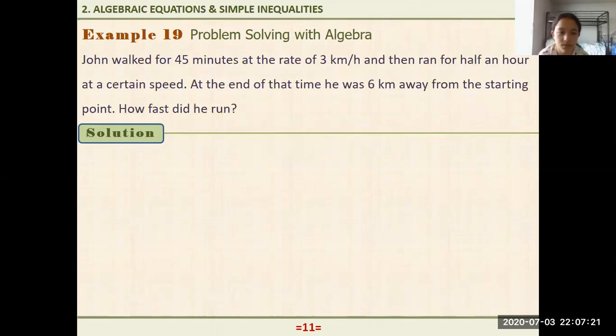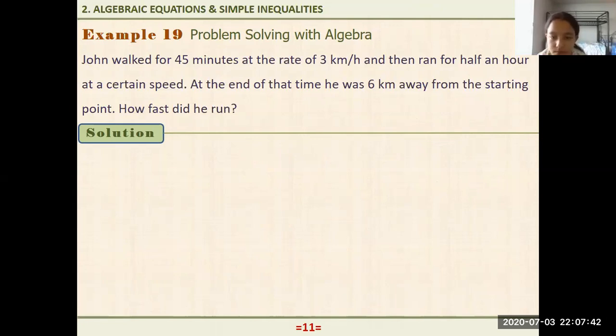All right, read the question. John walked for 45 minutes at the rate of 3 kilometers per hour, and then ran for half an hour at a certain speed. At the end of that time, he was 6 kilometers away from starting point. How fast did he run?